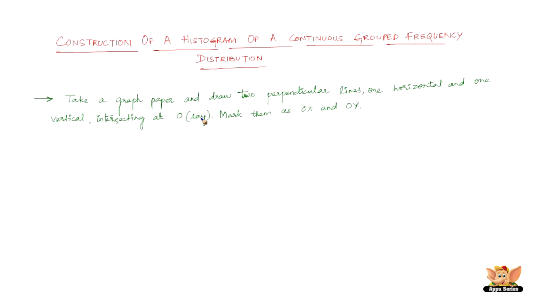Well, the first step is a pretty common one used in most of the cases, as we did even in the bar graph. So there's not much of a difference in here. Now let's look at the second step, which is not much of a different one. Take horizontal line OX as x-axis and the vertical line OY as y-axis.